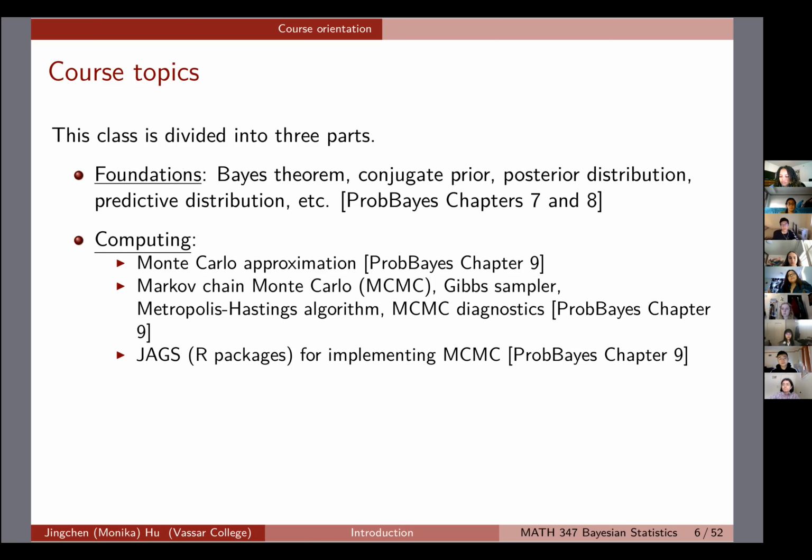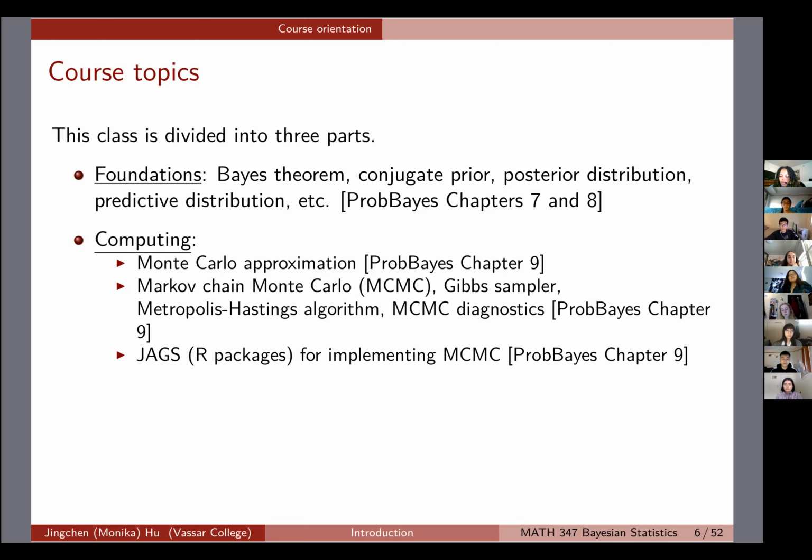In particular, we're going to cover MCMC. We use MCMC as short for Markov chain Monte Carlo. We're going to cover two important algorithms, the Gibbs sampler and also the Metropolis-Hastings algorithm. Both are important and useful to do MCMC estimation. And also we're going to cover some diagnostics of how to make sure that MCMC has run well. Those will mostly be coming from textbook chapter 9 as well.